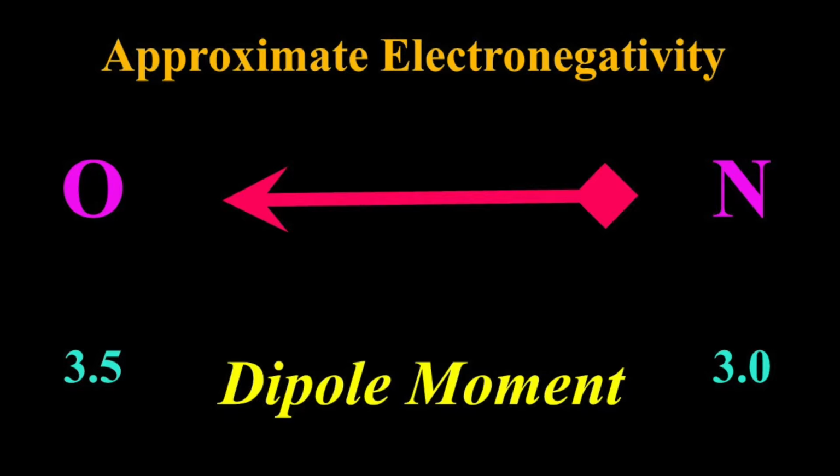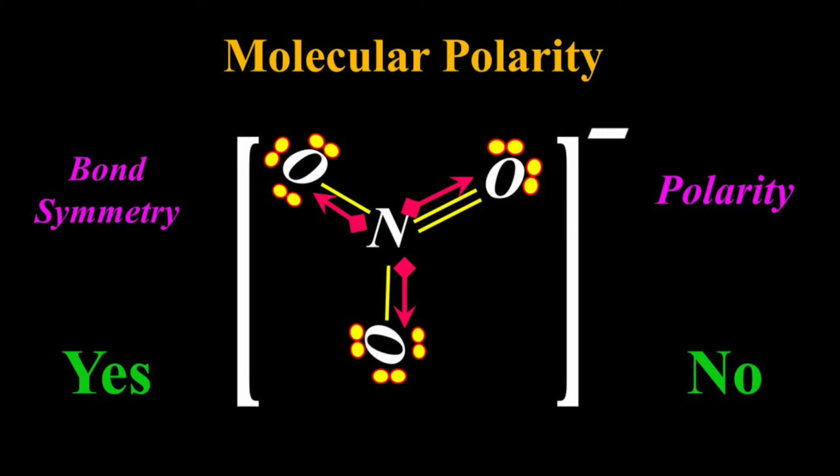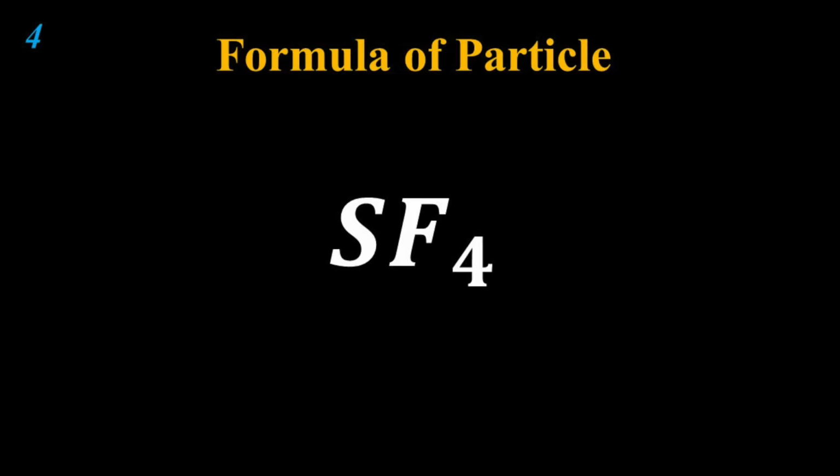The oxygen is more electronegative than the nitrogen, so you're going to have the dipoles put in. Notice this particular note. It says the angle A is slightly larger than 120 degrees, and angle B is slightly less than 120 degrees. That's the influence of the double bond. However, that's not enough to change the fact that it will be planar, and you will have bond symmetry, and you will not have polarity. So the polarity is no.